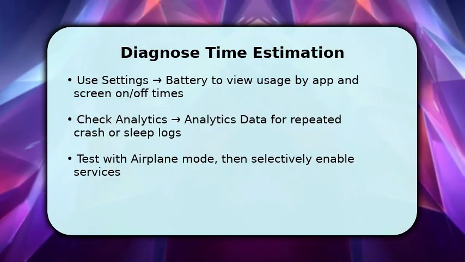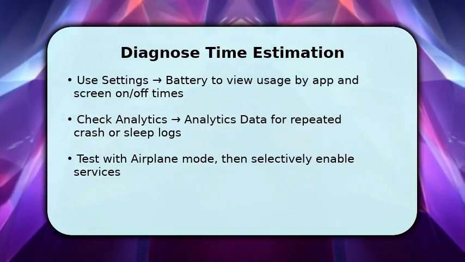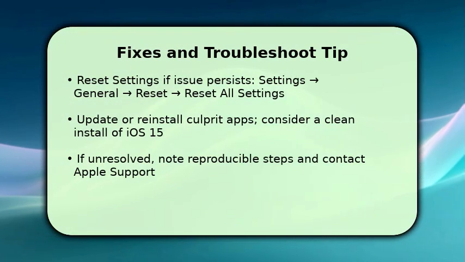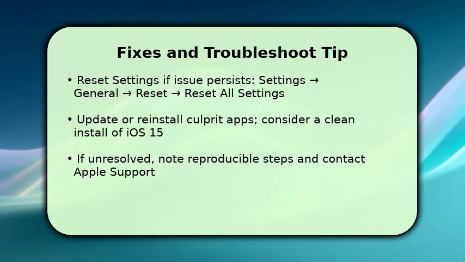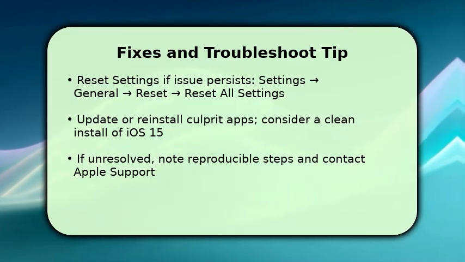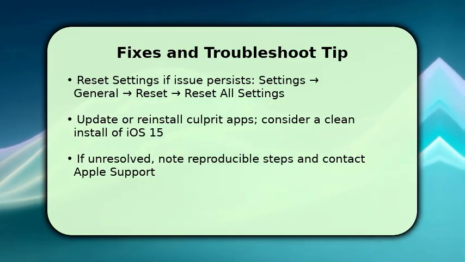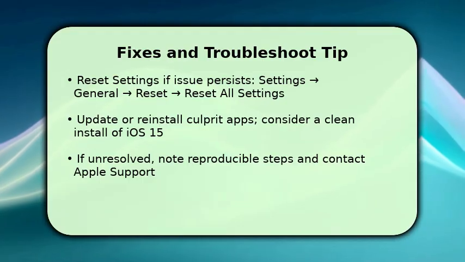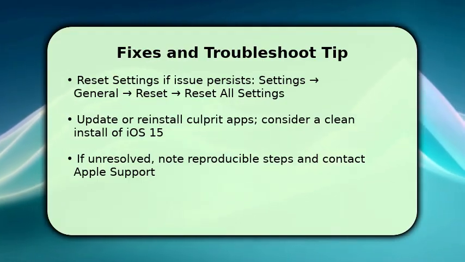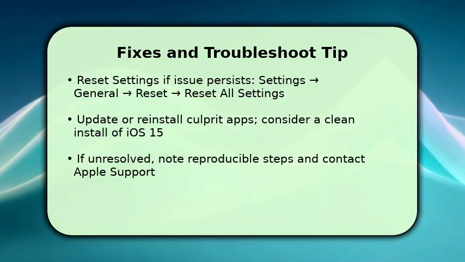Update iOS and apps first, then reinstall any app flagged in diagnostics. If the problem continues, reset all settings to clear misconfigurations without erasing data, and test battery predictions afterward. For persistent discrepancies, perform a clean restore from a backup or set up as new to eliminate corrupt system state.